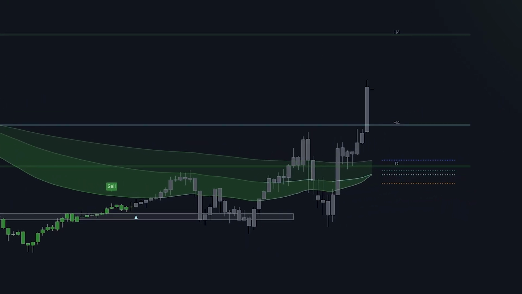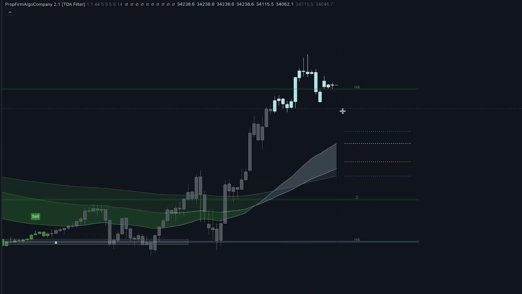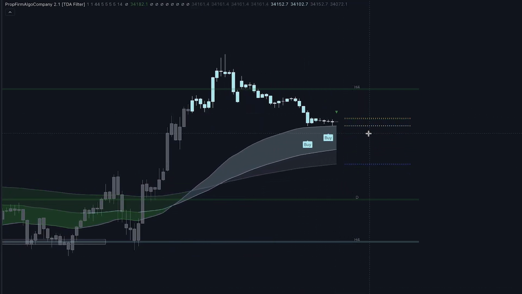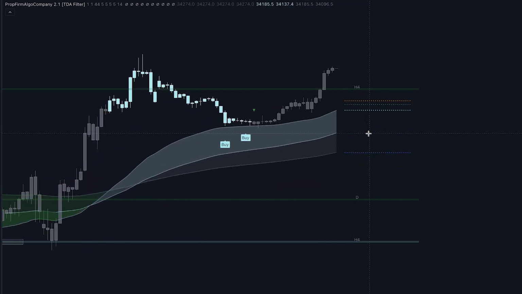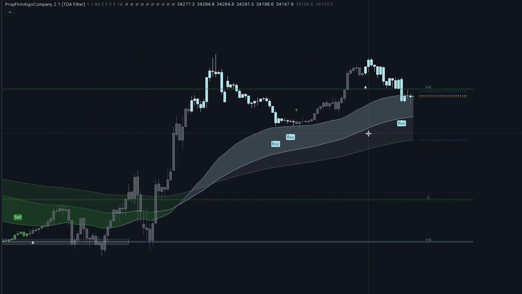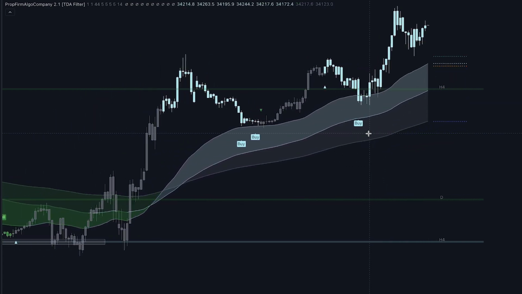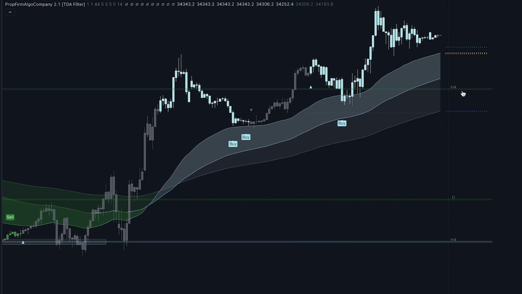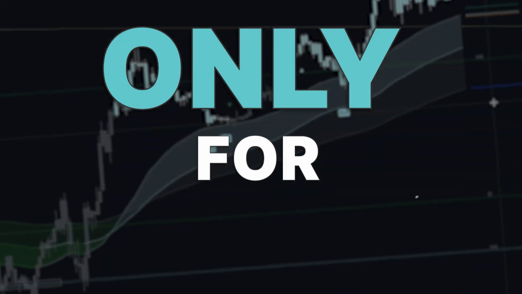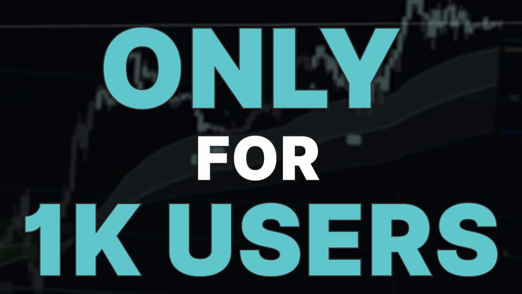Following this, we had a bullish confirmation coming down for the retest, hitting our institutional entry line, and then absolutely flying to the upside. This is what our strategy does. It is an institutional entry price action indicator, which is exclusively held only for 1,000 members.